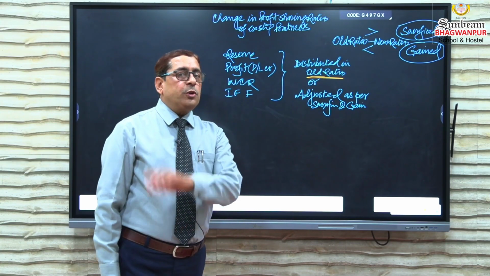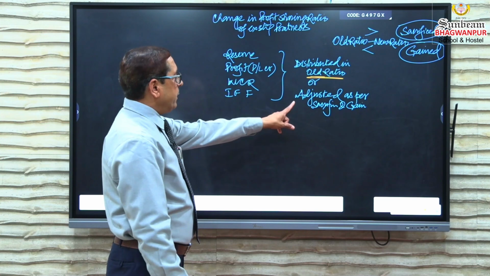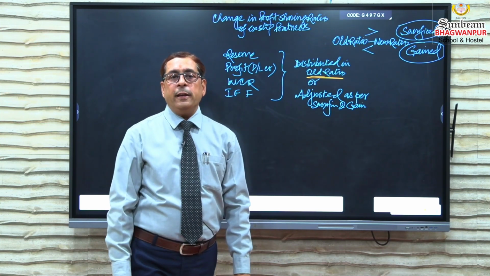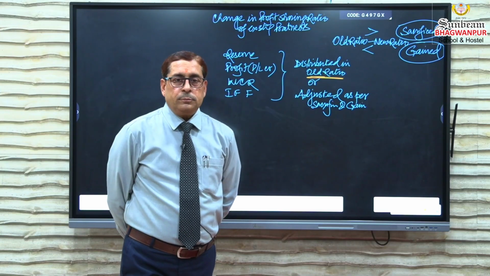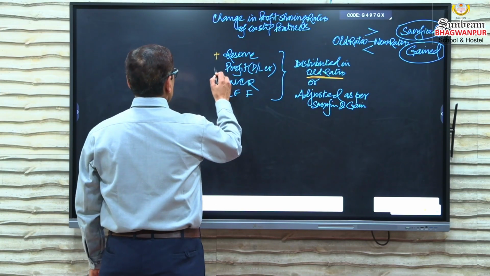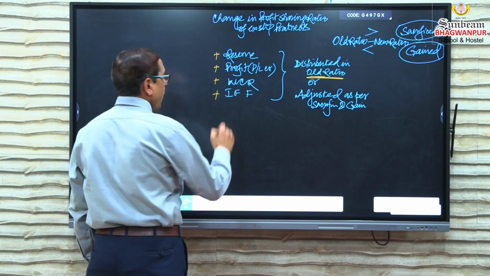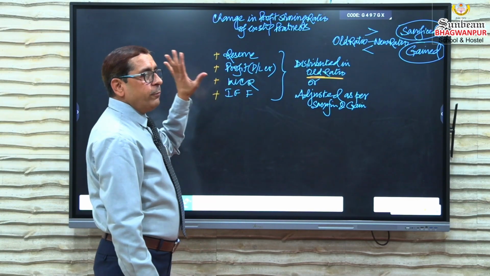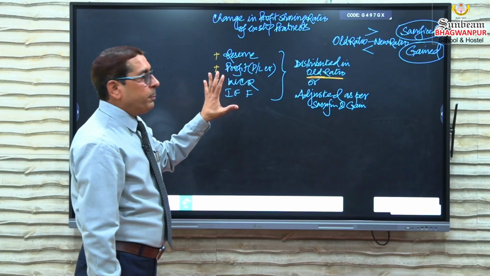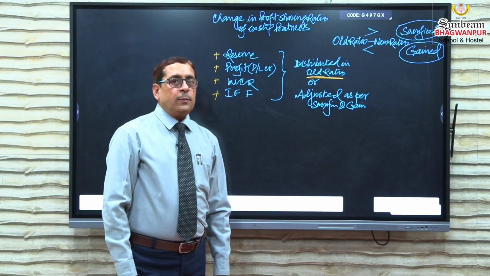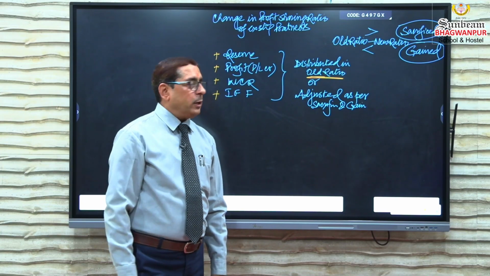If they do not want to distribute it, in that case, it is to be adjusted as per the sacrifice and gain made by them. These are the positive items because they are distributed, and when we distribute it, the partner's capital account is going to increase. We are crediting the partner's capital account.